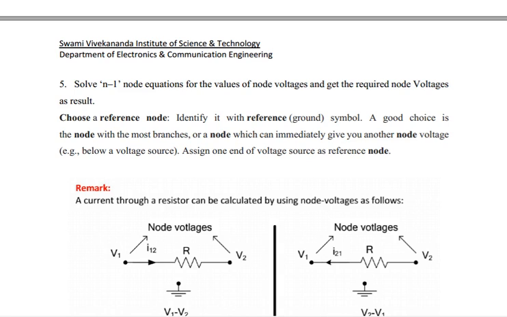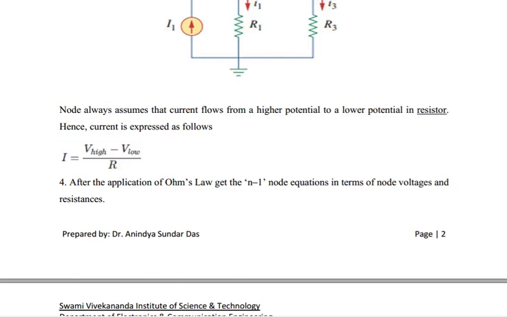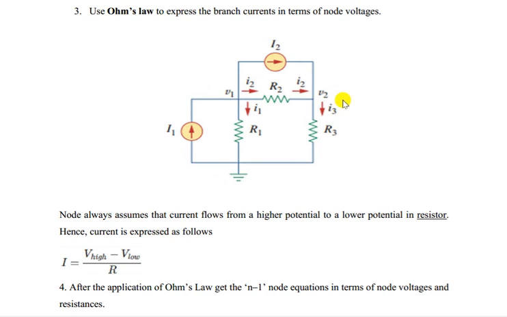So always try to assign a reference node at one of the ends of the voltage source. Now for a current source there will be no problem. Okay.